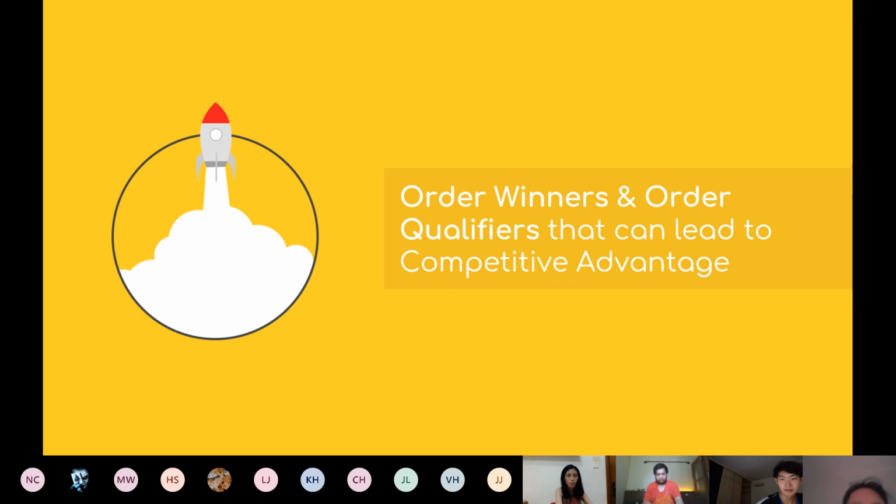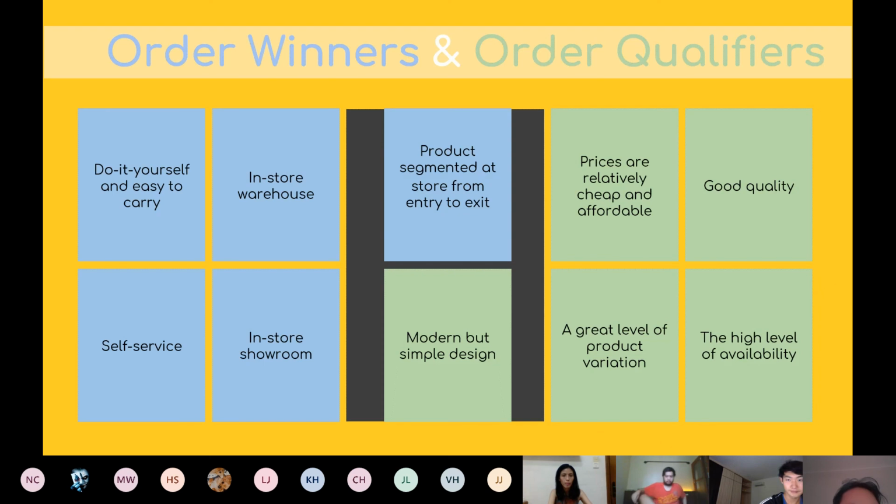Michelle. So I'm going to explain to you about the order winners and order qualifiers. So the order qualifiers owned by IKEA are furniture with a simple design, but still modern. IKEA has a minimalist design and can be accepted by various cultures in each country.